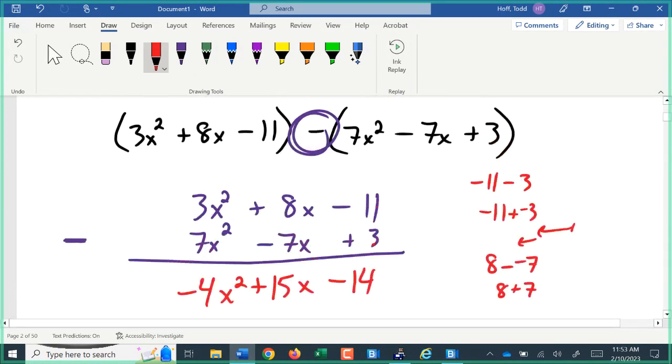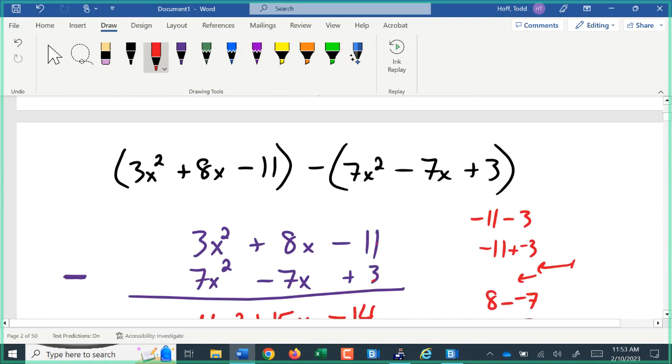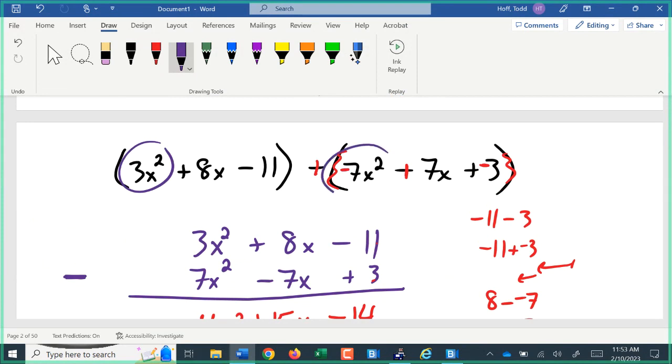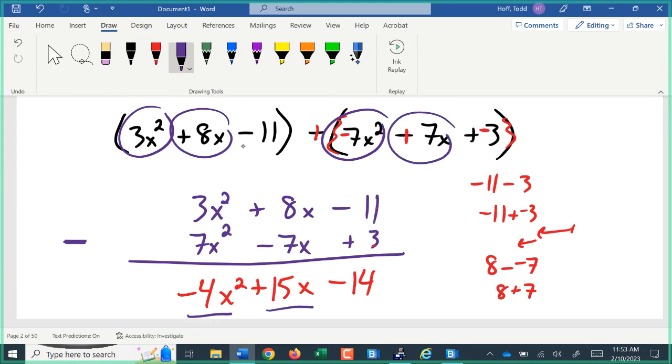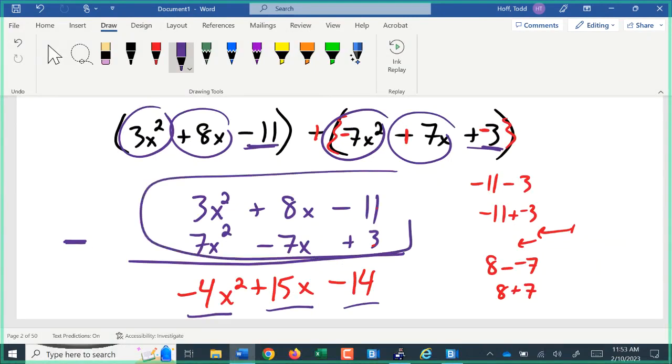Now, many of you were probably shown a shortcut. What you were shown to do probably looks something like this. To take out these parentheses and distribute the negatives. You make this a plus, and then you change the sign of everything inside the parentheses. And then you combine them. 3x squared and negative 7x squared gives you the negative 4x squared. Positive 8x, positive 7x gives you positive 15x. Negative 11 and negative 3 give us the negative 14. That shortcut works, but it is just a short way of doing this longer process.